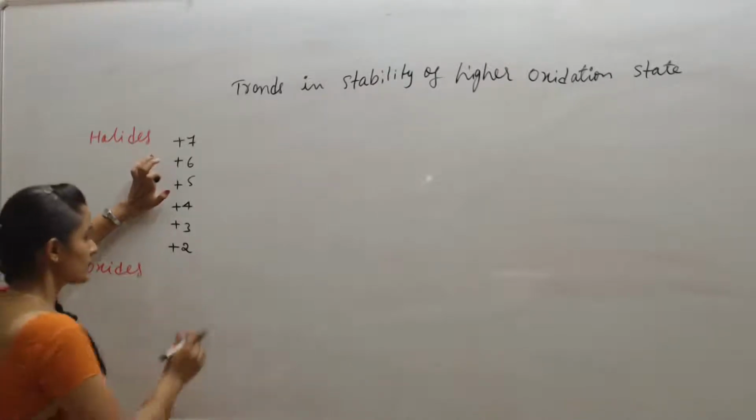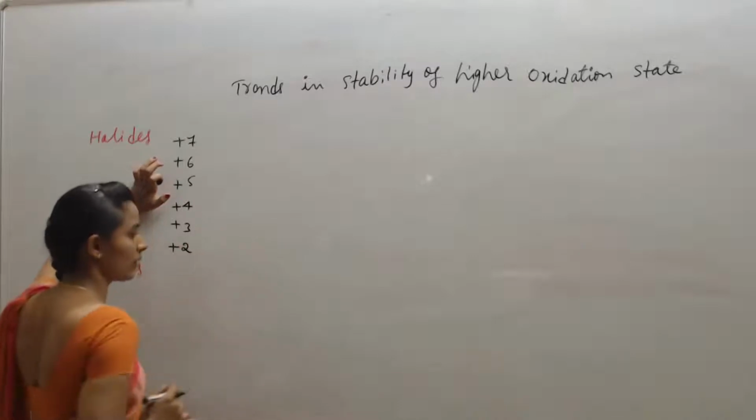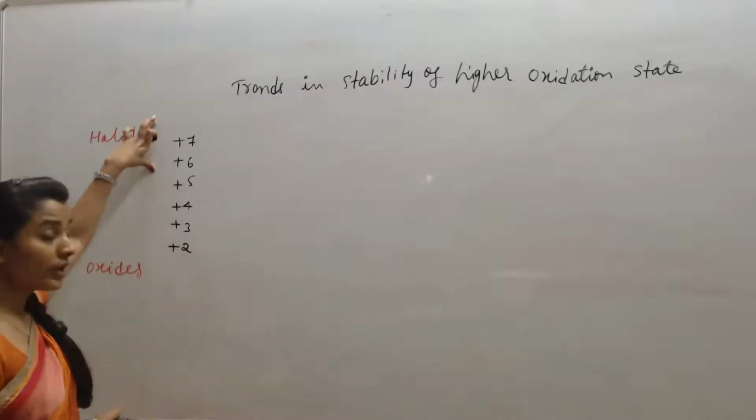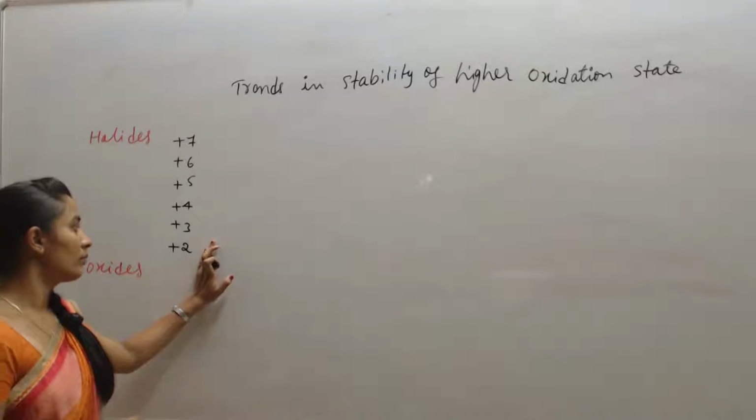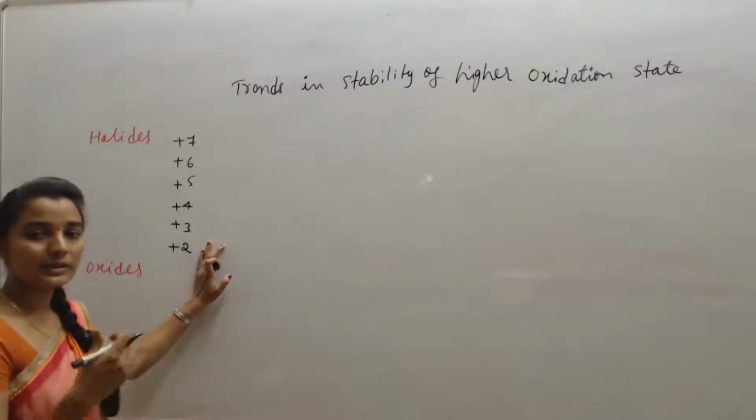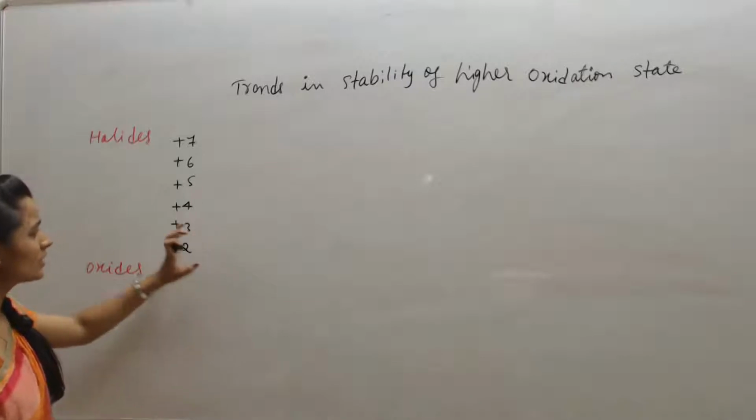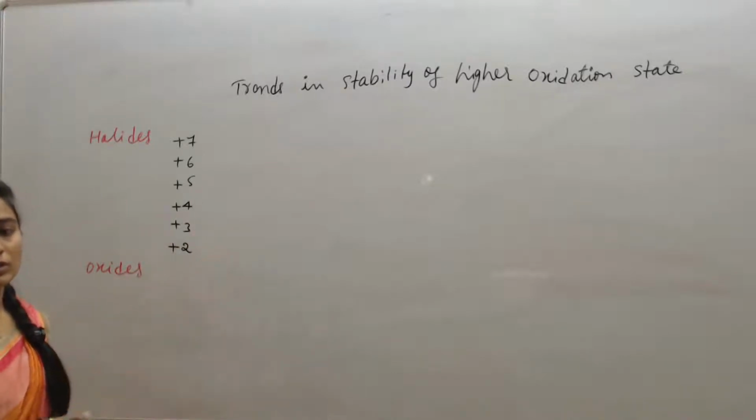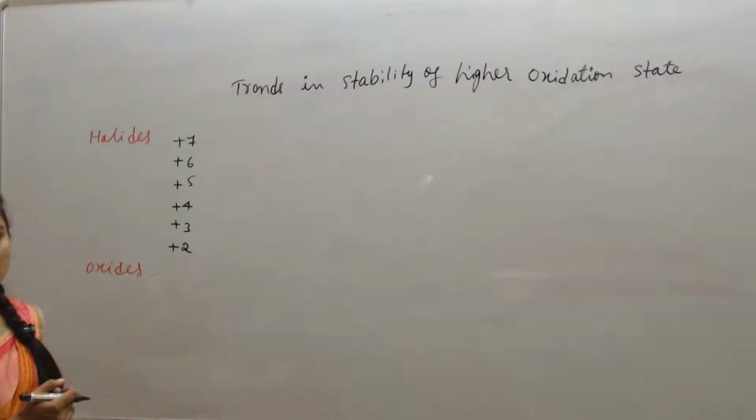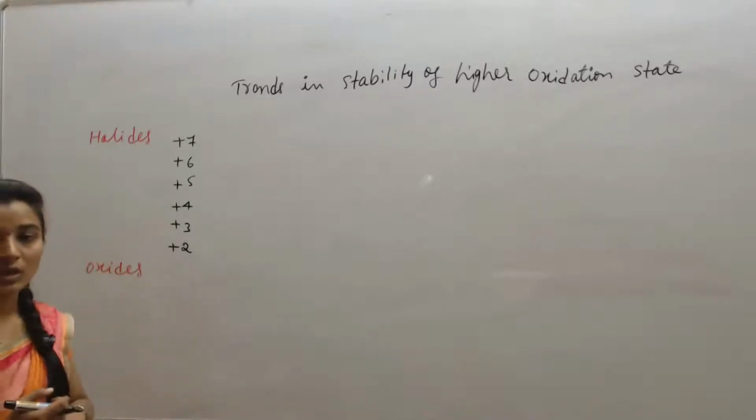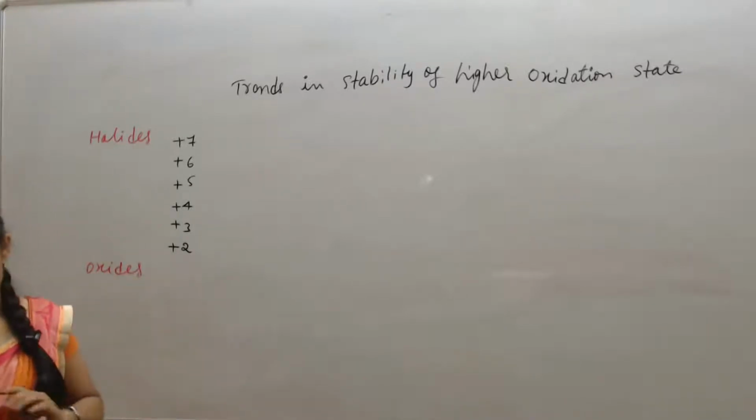Scandium is stable in the +3 oxidation state, but no halides are formed by the scandium ion because it easily loses electrons. So it attains noble gas configuration, and it is quite unstable to satisfy the oxidation state. So the halides of scandium are unknown because they are unstable.